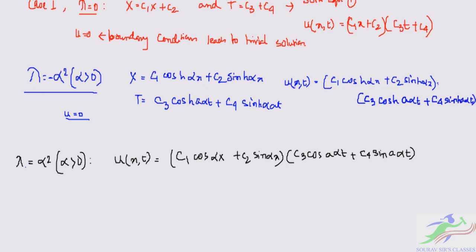So I have missed that a over part over there. So the solution to this, for lambda equal to alpha square, the solution u of x,t will be c1 cos alpha x plus c2 sine alpha x, multiplied by c3 cos alpha t plus c4 sine of alpha t.